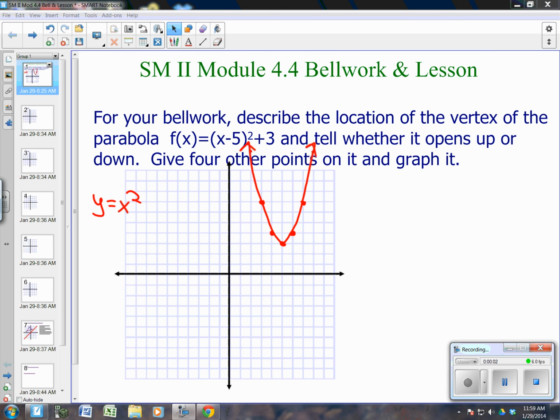Okay, this is our bell work. Any questions on lesson 4-3 you'd like to ask?